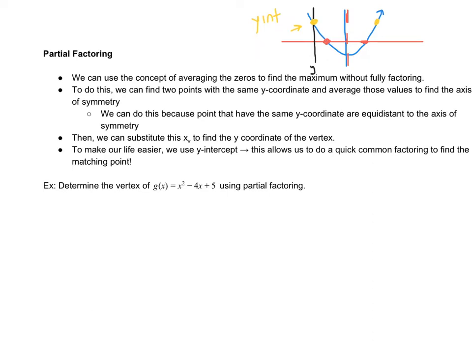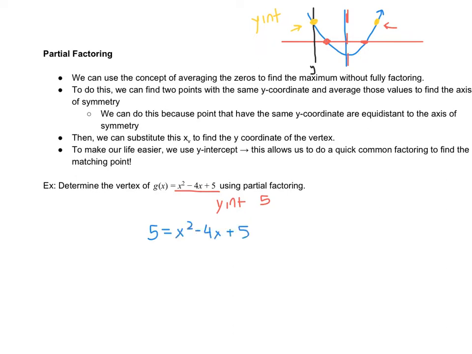So what we're going to do is set our equation equal to the y-intercept to solve for the other symmetry point. And then once we have 2 points that have the same y-coordinate, which will always be the y-intercept, we can average them to get our axis of symmetry. So let's try it out. I have this equation x squared minus 4x plus 5. The y-intercept is 5. So I'm going to set my equation equal to 5.